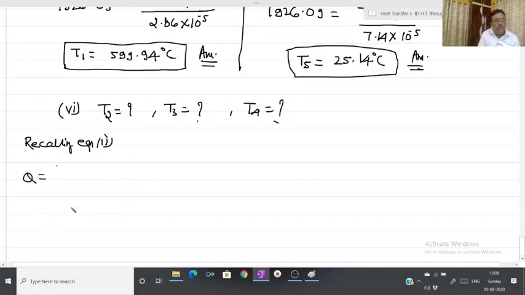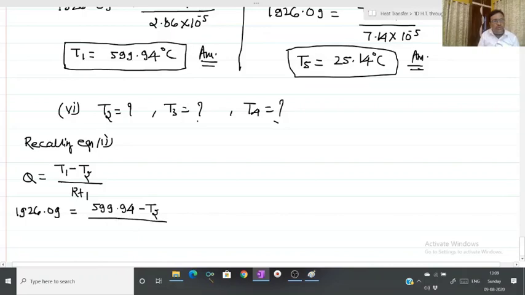Q is equal to T1 minus T2 over RT1. Q is 1926.09. The value of T1 I could calculate as 599.94 minus T2, and the value of RT1 is 0.286.